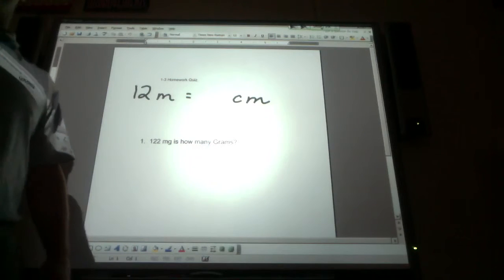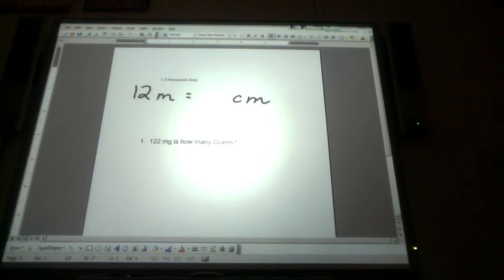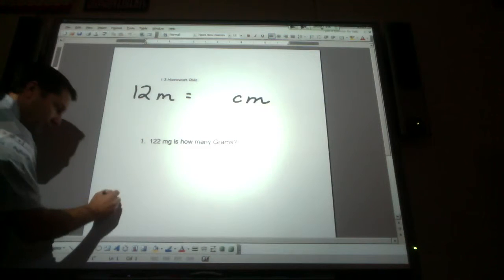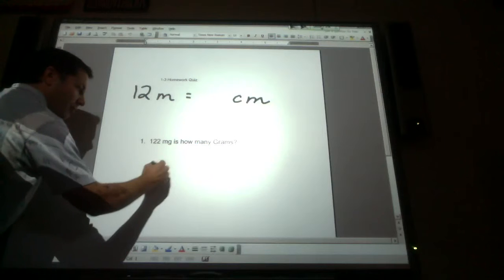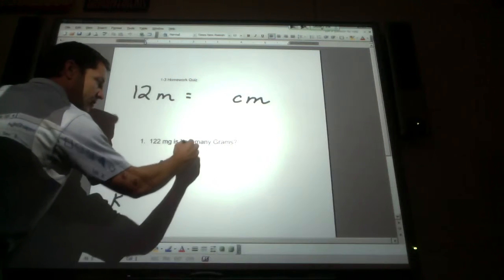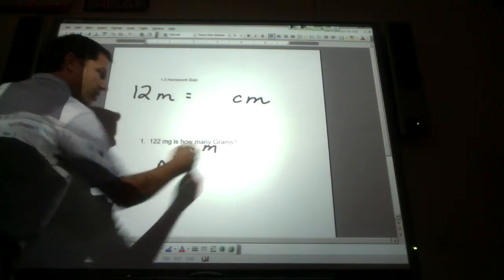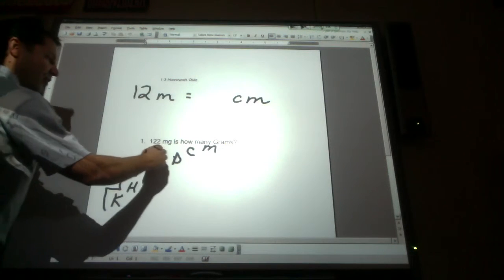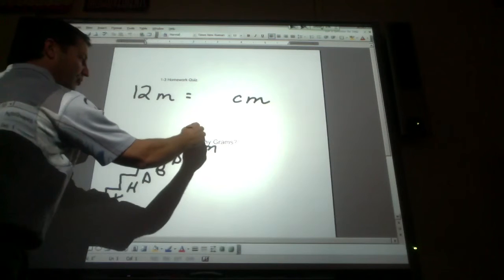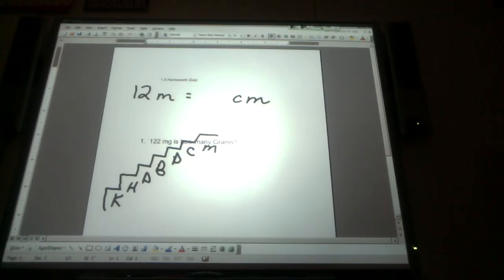All right? So I'm going to start off with my King Henry. So if we can remember that King Henry died by drinking chocolate milk, and we can create our steps there. Those steps are the steps for the prefixes within the metric measurements that we use. And each one of these steps we know is a power of 10. Okay? We need 10 to get there.